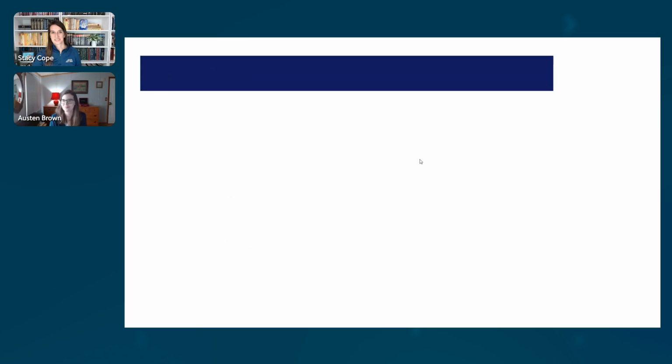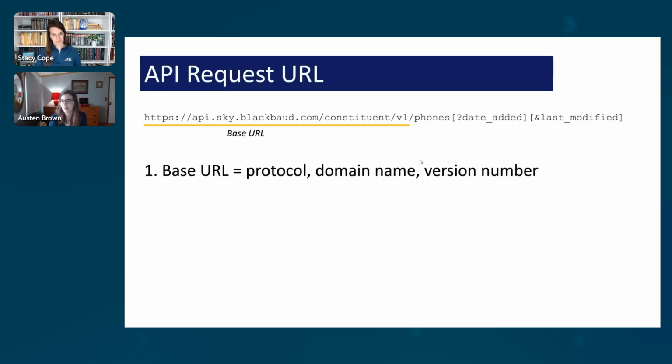Next one. All right. So now we're gonna talk through the anatomy of a request URL. So these are the pieces that the greater world will talk about URLs as, and then what Blackbaud references. So the first part is the base URL. So this contains the protocol, domain name, and the version number.